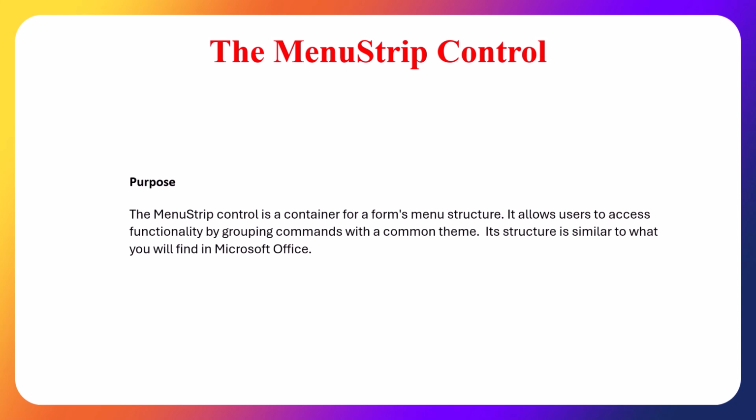This is the MenuStrip Control. The MenuStrip Control is a container for a form menu structure. It allows users to access functionality by grouping commands within a common theme. Its structure is similar to what you will find in Microsoft Office.